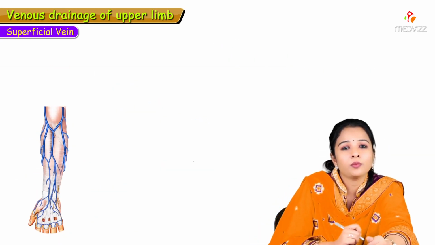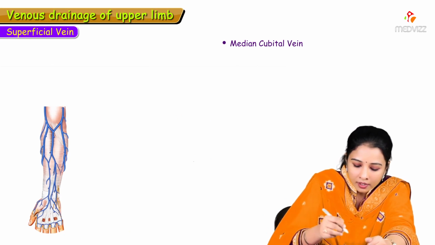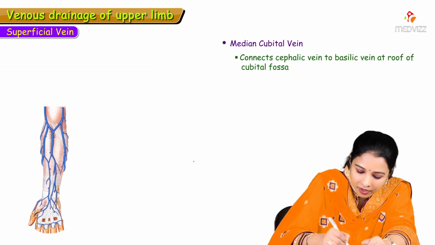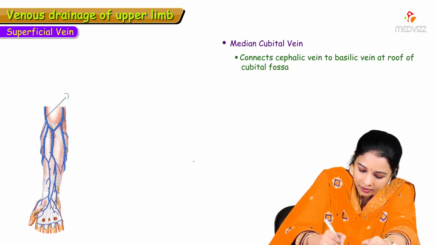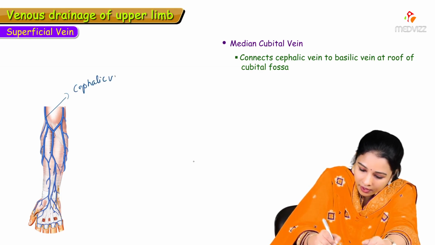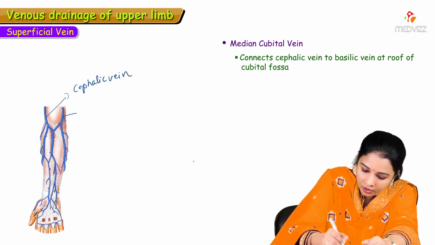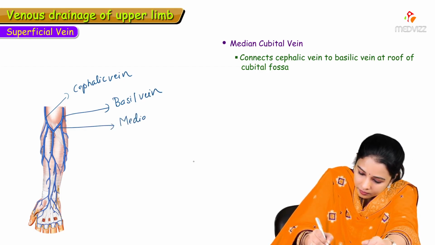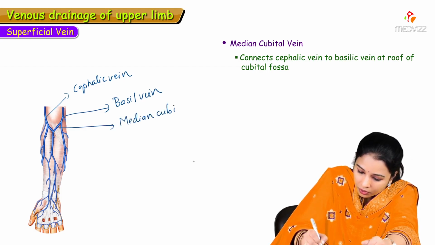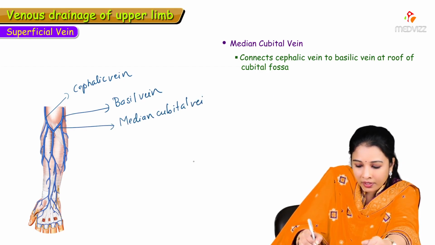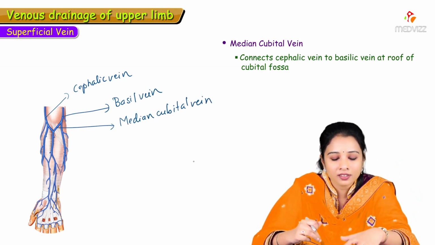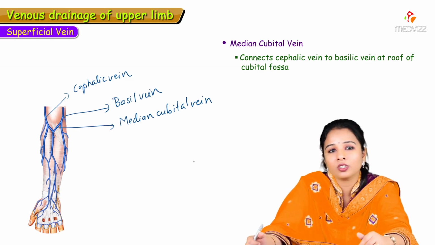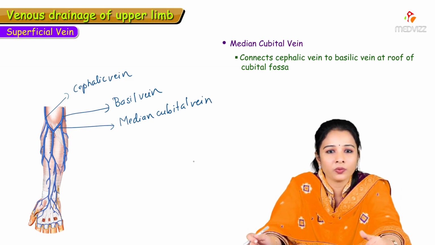Now we shall discuss the median cubital vein, the communicating vein between the cephalic vein, which is present on the anterolateral side, and the basilic vein. So the communication between these two is the median cubital vein. There are various patterns in this median cubital vein because the veins are not constant in all individuals.